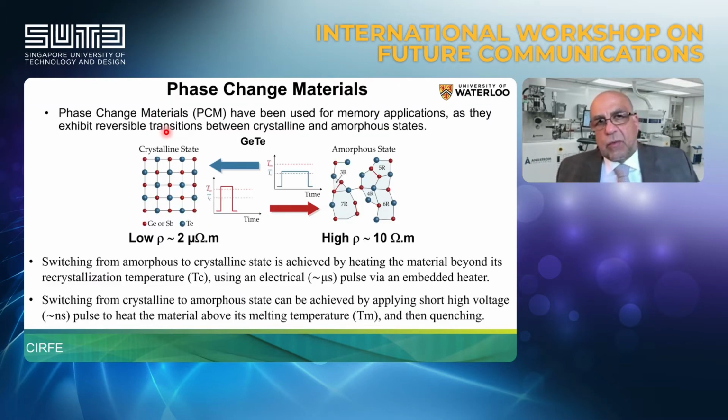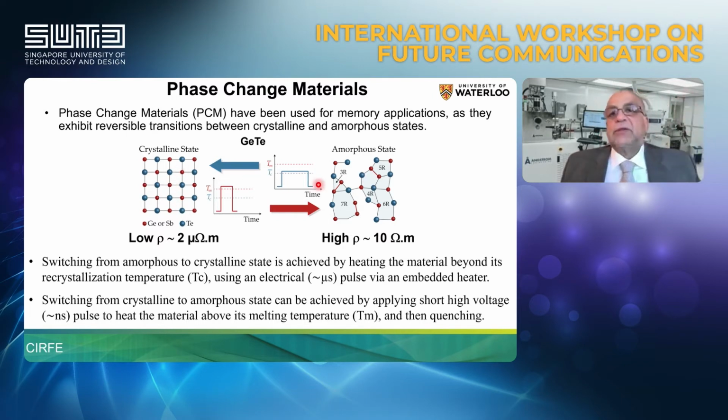Now, let's talk about what PCM is. What is the phase change material? First, phase change material is not something new. What's new here is that we are using it for RF applications. But PCM technology has been used for years for memory applications. It's basically a material which exhibits a reversible transition between crystalline and amorphous state, meaning between the metallic state and the insulator state. So you can have the material in a crystalline state with very, very low resistivity, say two micro-ohm meter.